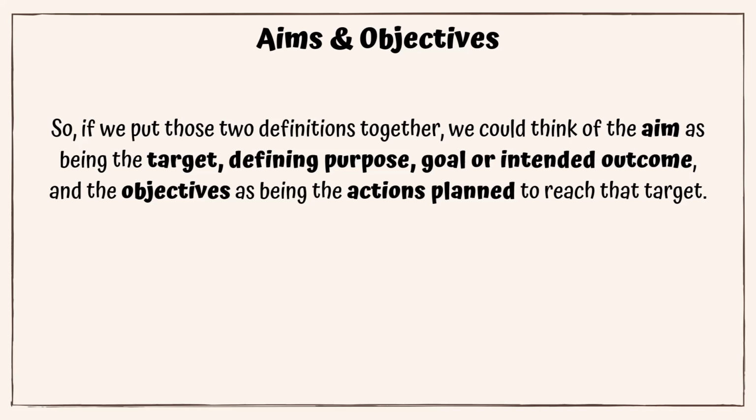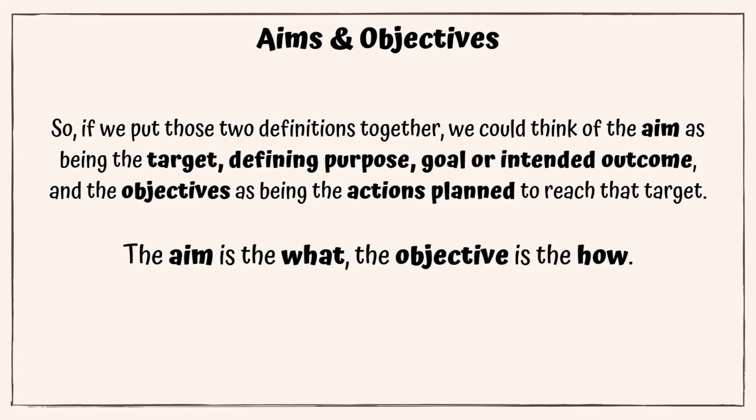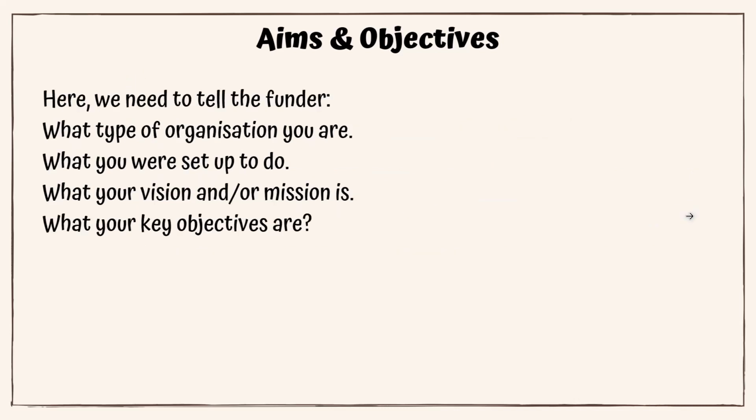And then the objectives that you will agree on are all the things that you're going to do, the actions that you're going to plan to actually reach that goal. So if the aim is the what, then the objective is the how. So in the application form, we need to tell the funder what type of organisation you are, what you were set up to do, what your vision or mission is, and then what your key objectives are. So just take a couple of minutes to have a think about what you might write there and how you might want to describe that.